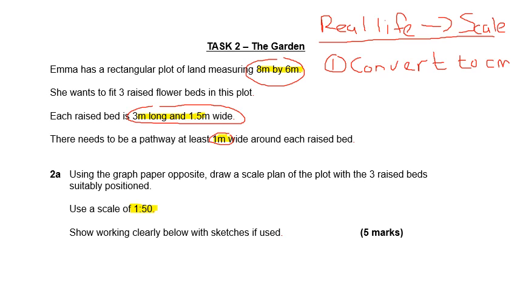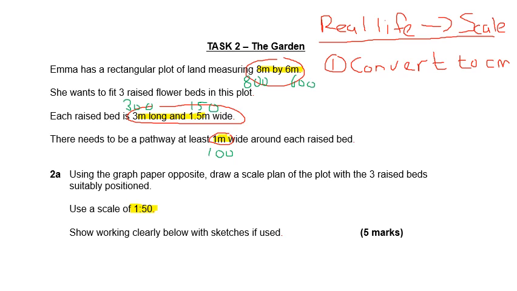When we do that, up here we're obviously going to have 800 centimeters. Again, sorry about my writing. By 600 centimeters. So all these green measurements are centimeters. Each bed then becomes 300 by 150 centimeters. And then the pathway between each of them has to be 100 centimeters. So those green measurements are our conversion. We've converted everything now into centimeters.